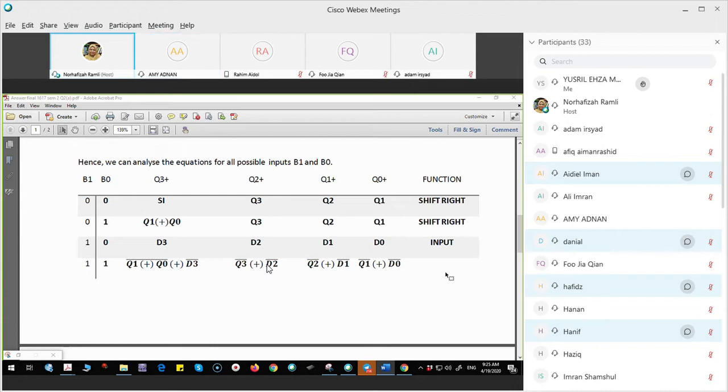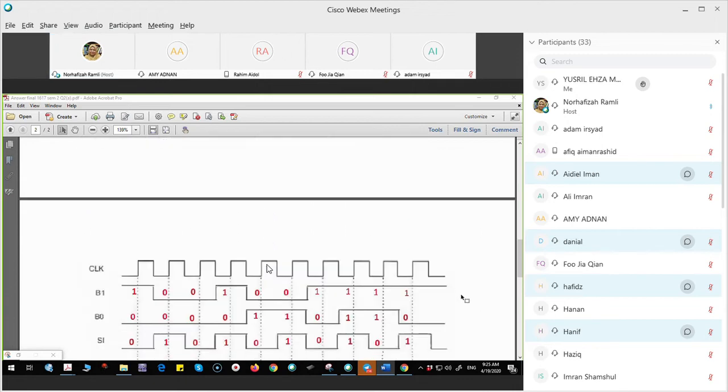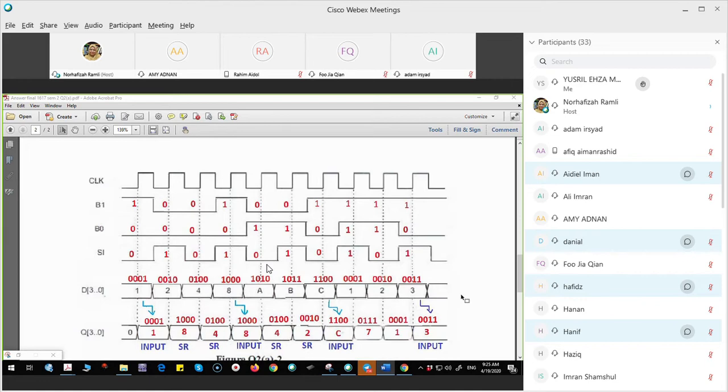Shift right. How do you get the shift right function? So that's how you get shift right 1 goes here. Okay, and then shift right. Okay.